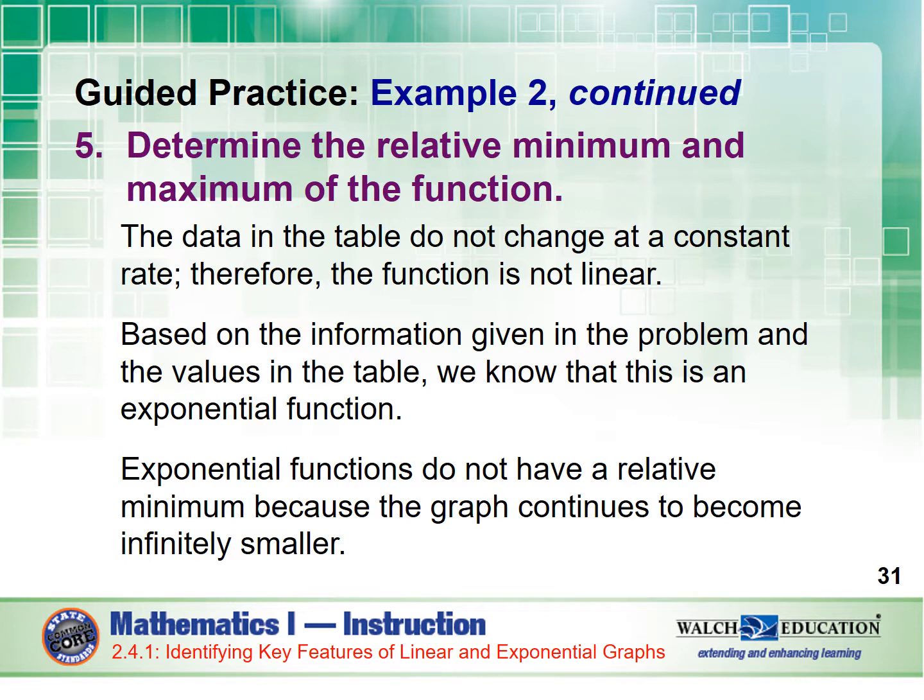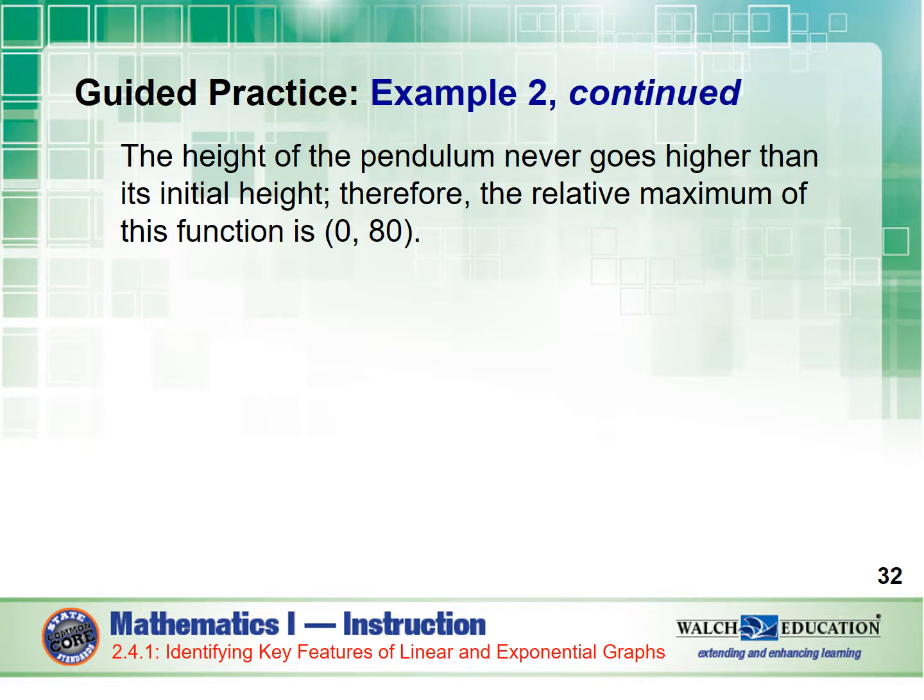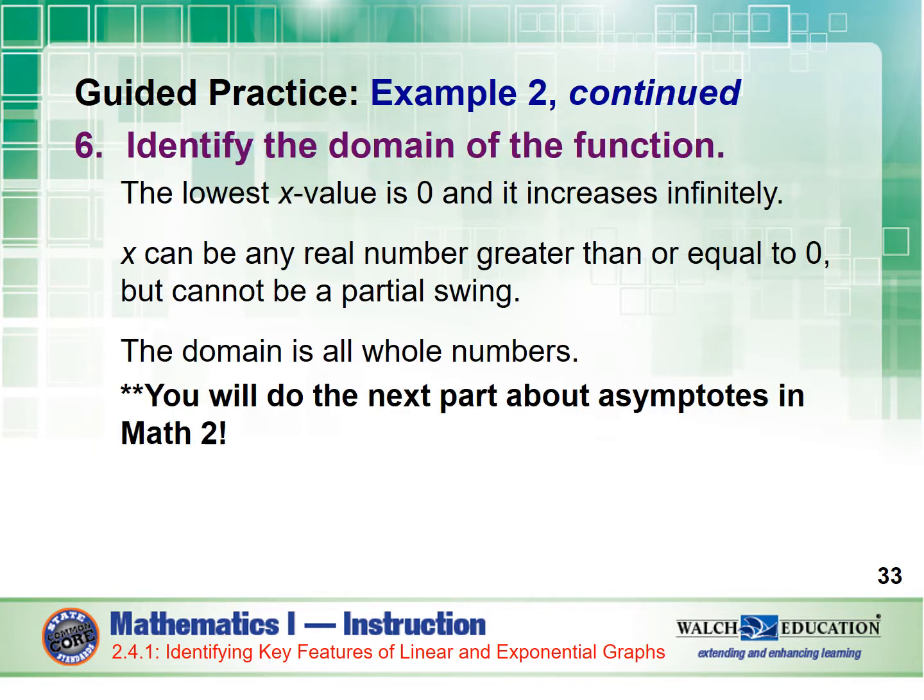Determine the relative minimum and maximum of the function. The data in the table do not change at a constant rate. Therefore, the function is not linear. Based on the information that we're given, this is exponential. Exponential functions don't have a relative minimum because the graph continues to become infinitely smaller. The height of the pendulum never goes higher than its initial height. Therefore, the relative maximum is your 0, 80.